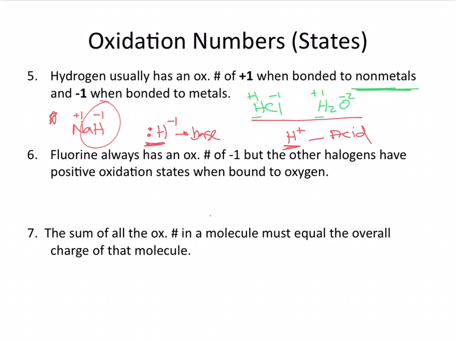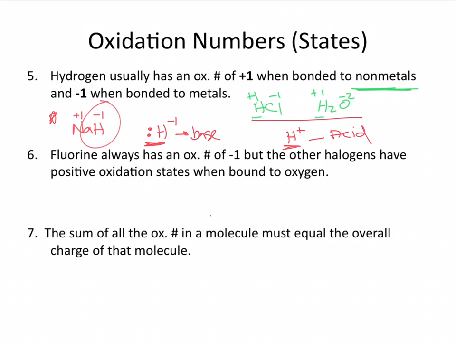Okay, so let's go ahead and go with fluorine. Fluorine always has an oxidation number of -1. It's the most electronegative element, so it's the one on the table that's most desiring to have that set of electrons, or that negative charge. Now other halogens can also have a -1 oxidation number. However, they can also have positive oxidation states, and this usually happens when they are bound to oxygen.